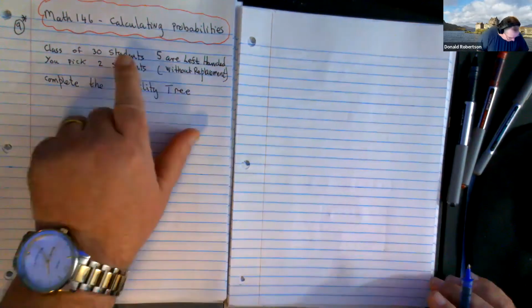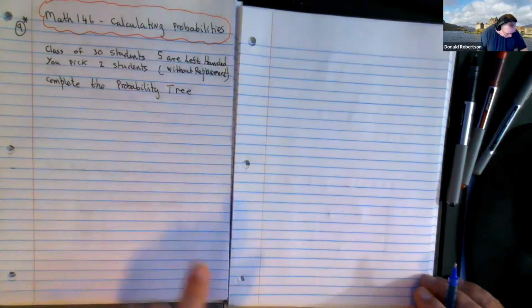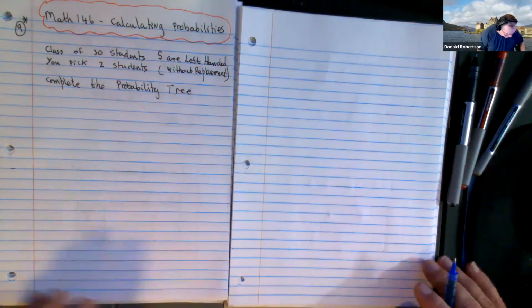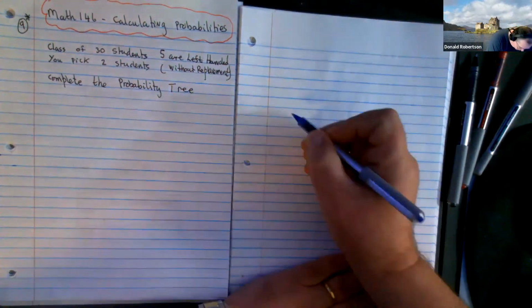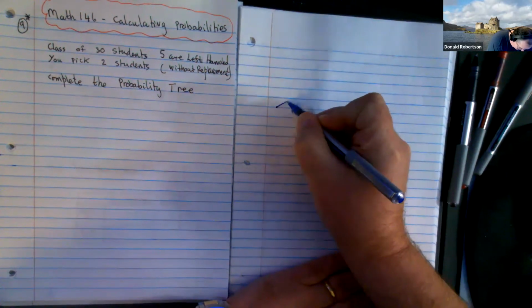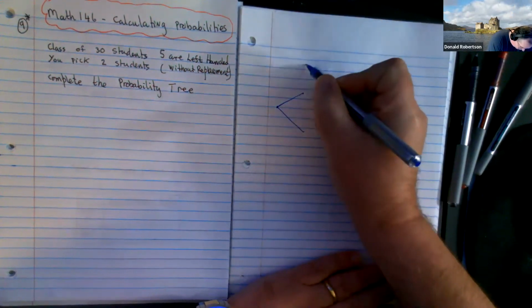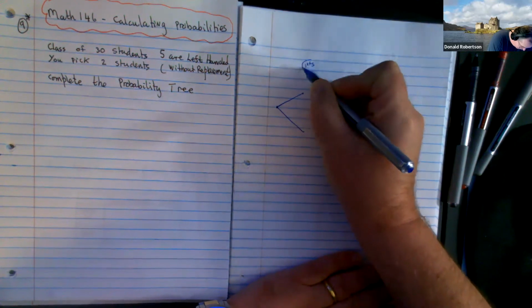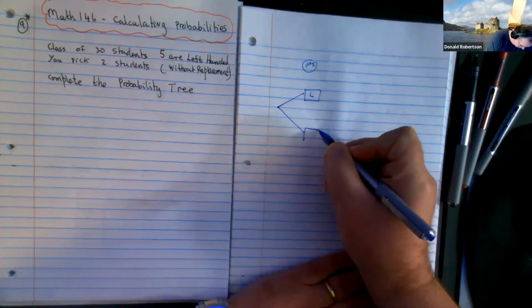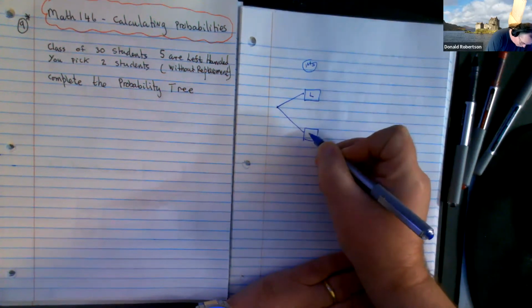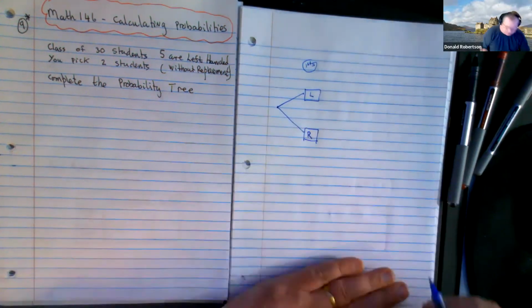So 30 students, 5 are left-handed. We're going to pick 2 students, and we are going to do one of those probability trees. So we'll start here. And the first thing is going to be my first student. And that student could be left-handed, or I guess I could call them not left-handed, but that's just right-handed.